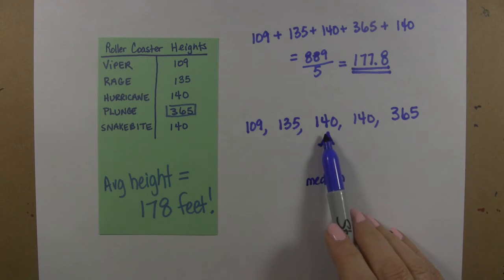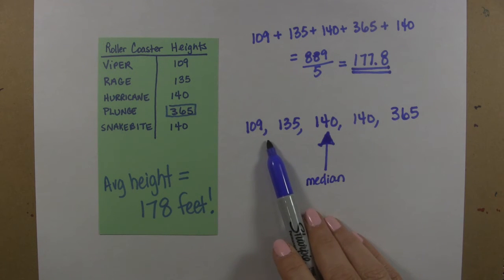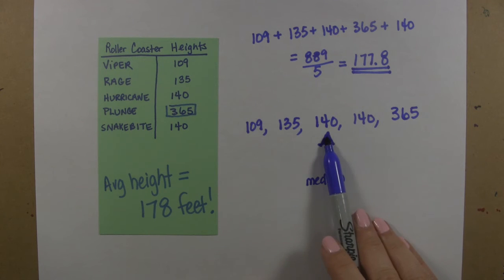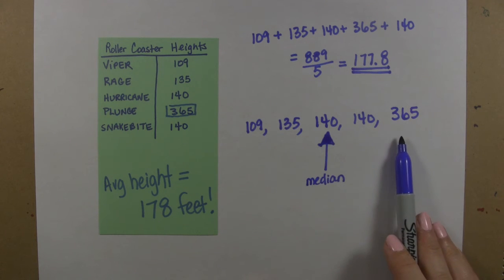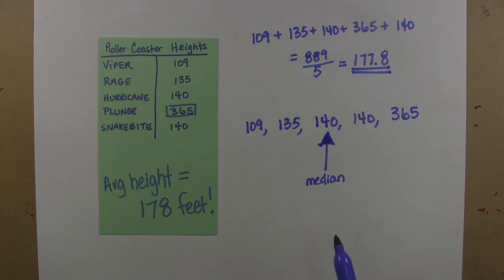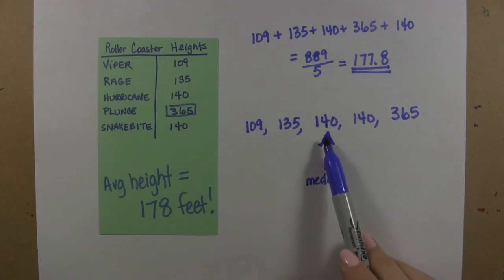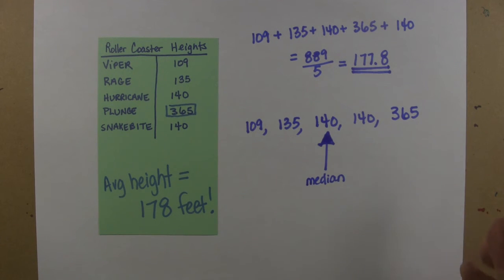So you would know that half of the roller coasters at the park are less than 140 feet, and half of the roller coasters at the park are more than 140 feet. That is a much more legitimate number for them to be advertising.